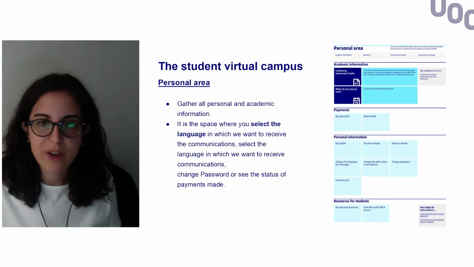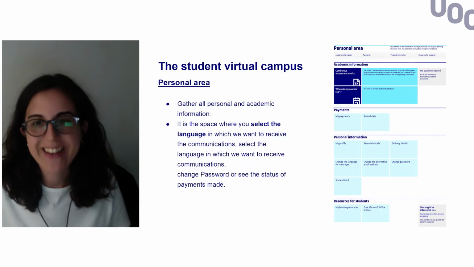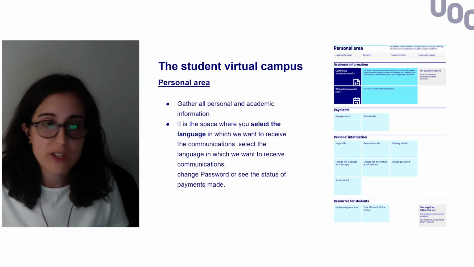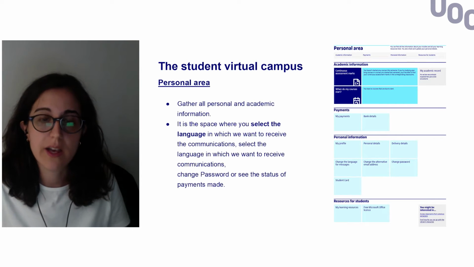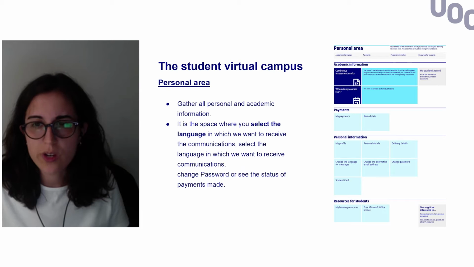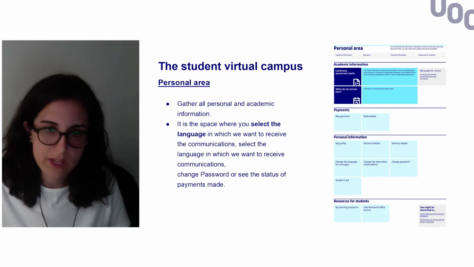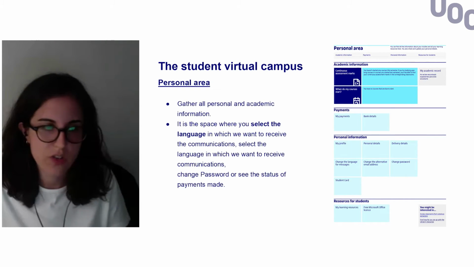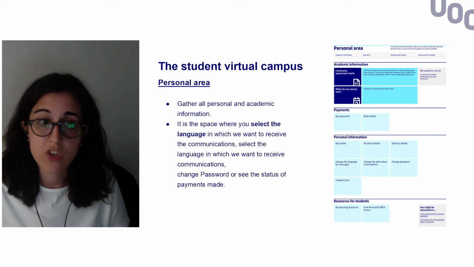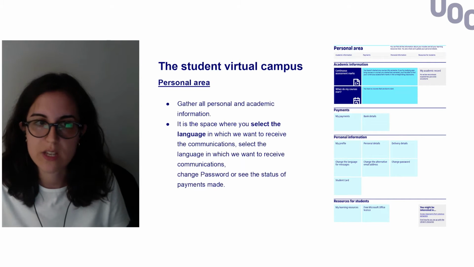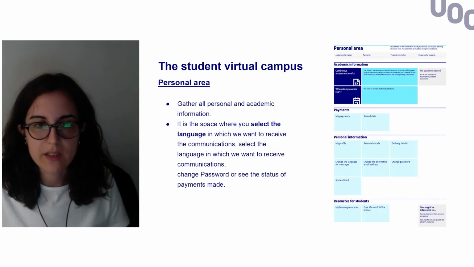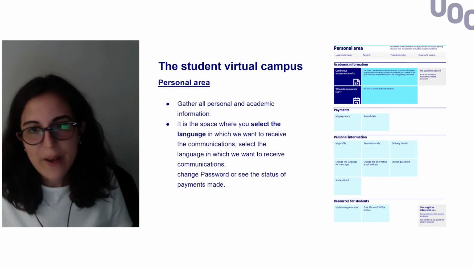So another main virtual space is what we call the personal area. Here you will find all your personal information, also your academic information, and it's also where you can do a wide variety of things, like, for example, change the language in which we communicate with you and how you receive our communications. As you know, you can choose between Catalan, Spanish, or English, and here's where you can change what you want. You can change it anytime you want, and there's no max.